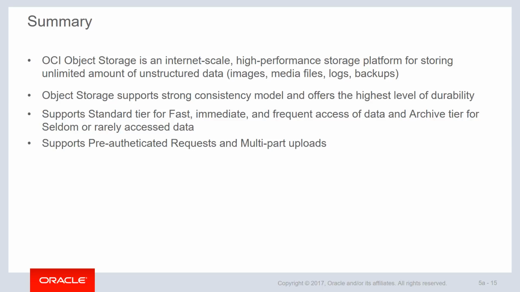So in summary, we've learned that the OCI Object Storage is an internet-scale, high-performance storage platform for storing an unlimited amount of unstructured data. It supports a strong consistency model and offers the highest level of durability, often storing between 3 and 6 copies of every single object placed in a bucket by the customer. Object storage supports both standard tier for fast, immediate access and archive tier for seldom or rarely accessed data. It also supports pre-authenticated requests and multi-part uploads.